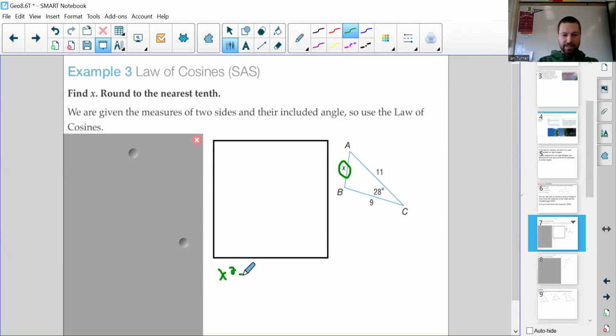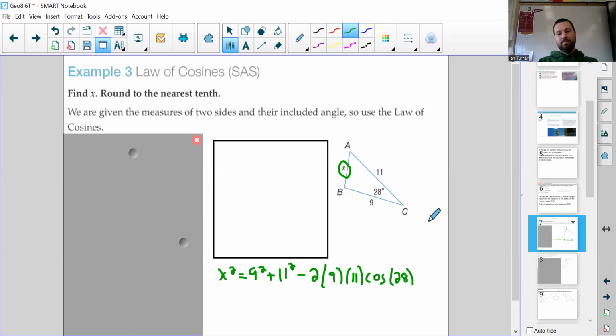So we're going to get x squared equals 9 squared plus 11 squared minus 2, that's just the formula, times 9 times 11. So you see how those sides we didn't solve for repeat? Times cosine of the angle across from the side that we want, which is 28. Okay?